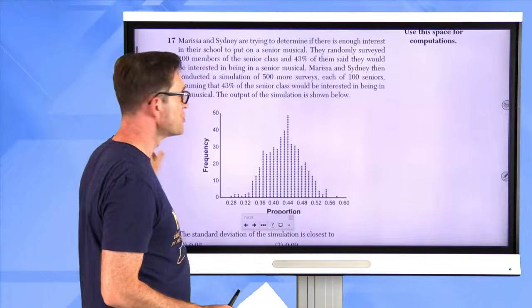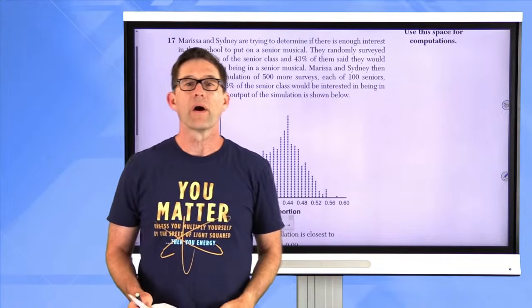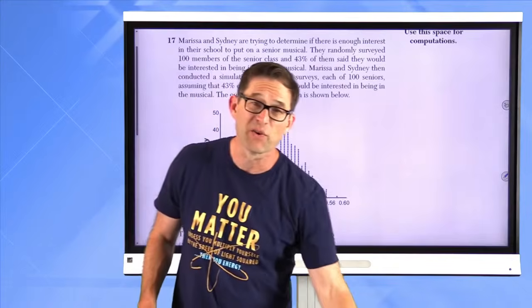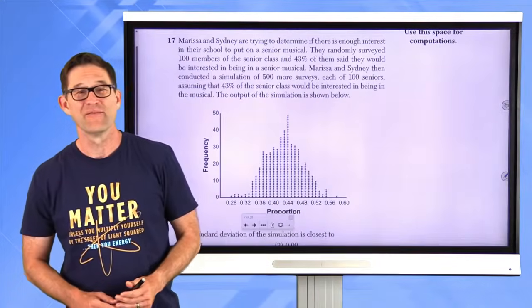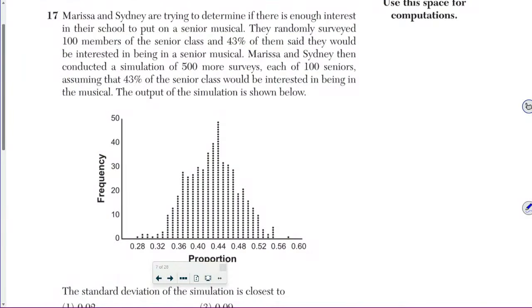Another normal distribution. This is one that I had to think long and hard about how to explain, so hopefully I'll do a decent job, but we'll see. Number 17. Marissa and Sydney are trying to determine if there is enough interest in their school to put on a senior musical. They randomly surveyed 100 members of the senior class, and 43% of them said they would be interested in being in a senior musical.